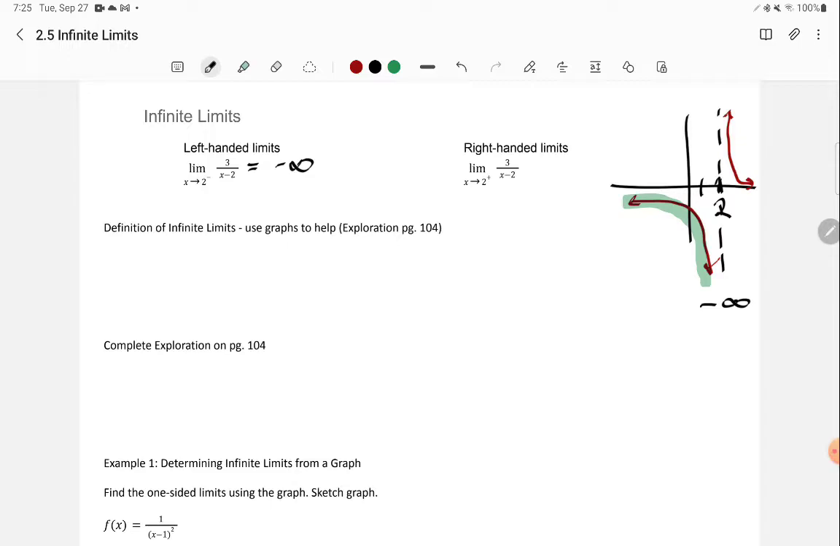Okay, and then our limit from the right, if you look at your graph, as you're approaching this vertical asymptote, or this point of x equals 2 from the right, it's approaching positive infinity. Okay, so those are the left-handed and right-handed limits. And so on the left-hand limits, we would say that this decreases without bound.